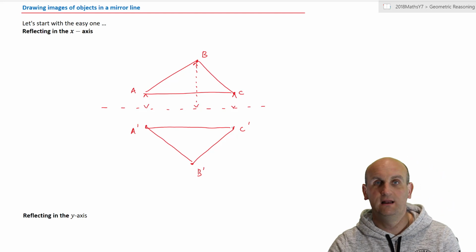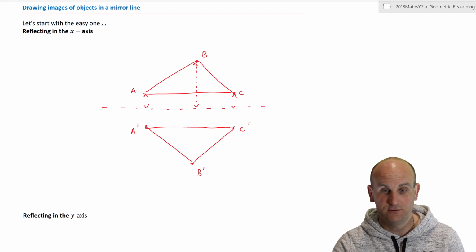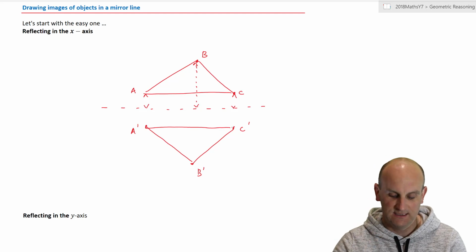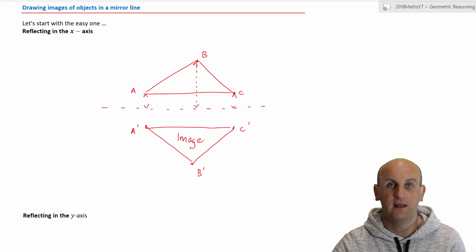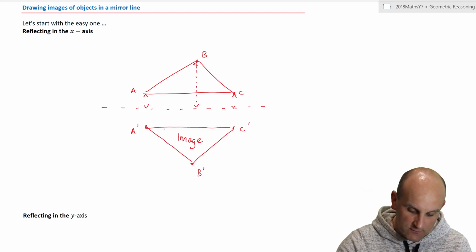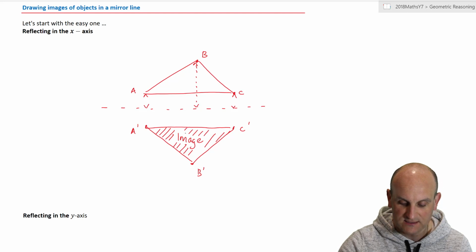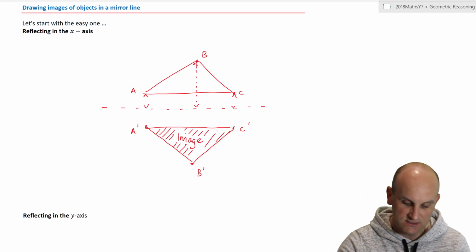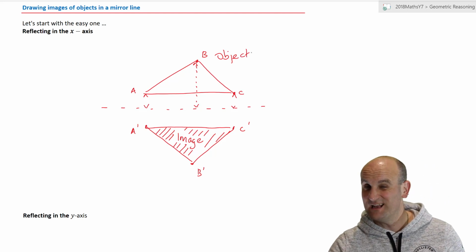then if I'm really, really lucky, I have a perfect copy of my original shape, but now just reflected in that line. So there is my image, and I'm going to write image in it. Always helps to tell somebody. There are other ways of doing it. You might be asked to shade it. But either way, what I now notice is that I have my object, which is this thing here, and I have my image. Not particularly challenging, no?